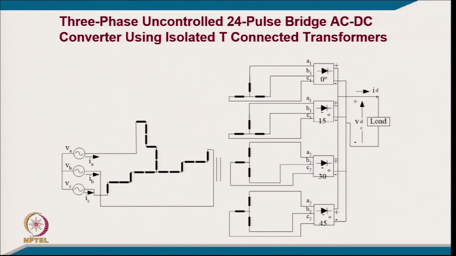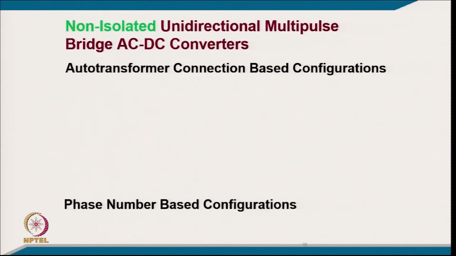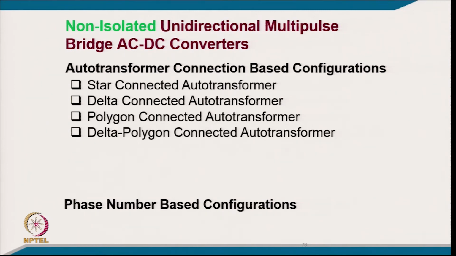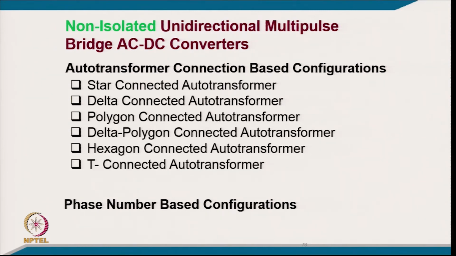So, we might be having several windings on the typically on 2 core of 2 transformer. And now we can say this non isolated multipulse auto connection based configuration, that is non isolated category. Earlier we used isolated ones, maybe star connection, delta connection, polygon connection, delta polygon connection, hexagon connection and T connection. And you can see zigzag connection. So, how many connections do you have to connect the transformer?